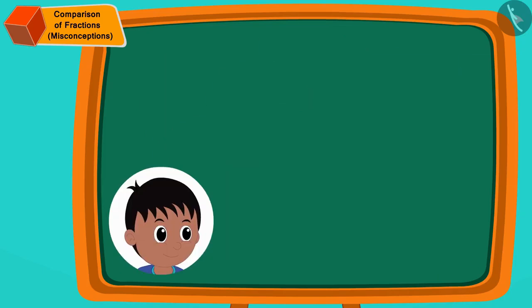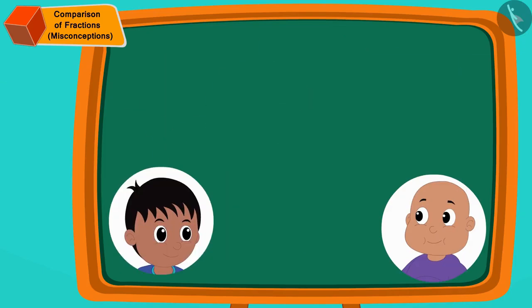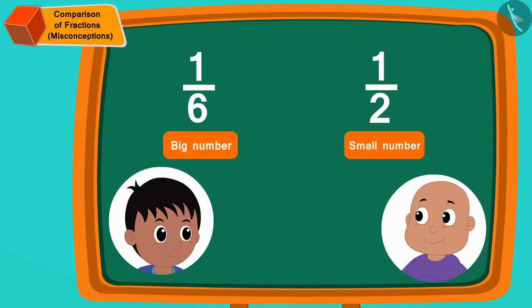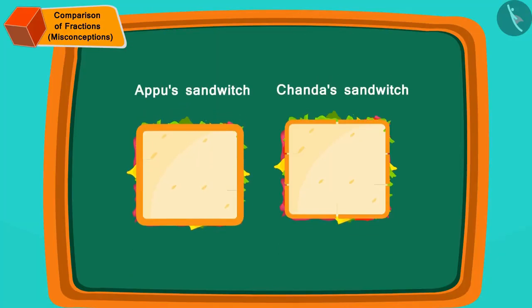Now Raju once again started teasing Bablu that he got 1/6 part of the sandwich and Bablu got 1/2 part of the sandwich. And because 6 is a larger number than 2, he got a larger portion of the sandwich. Children, is Raju's statement correct?